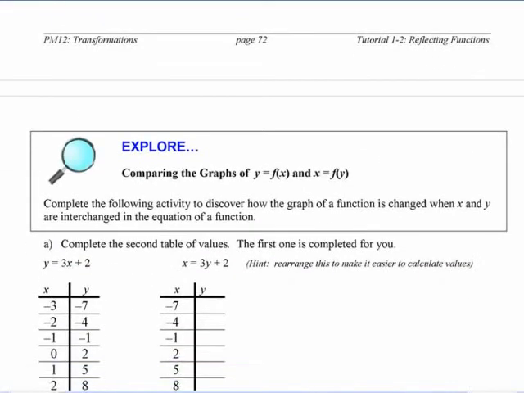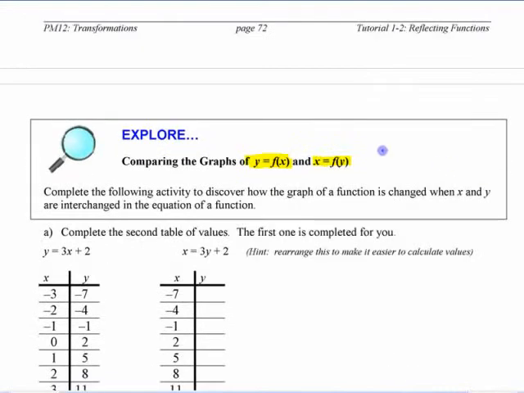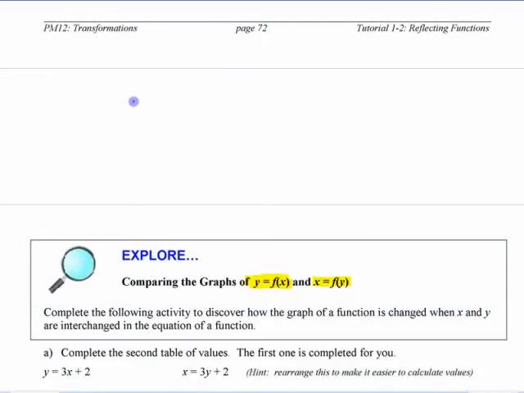You looked at doing the inverse of a function. The inverse of a function is if you take y equals f of x and you change it to x equals f of y. When you first learned about functions, you looked at this being dependent on some other variable.